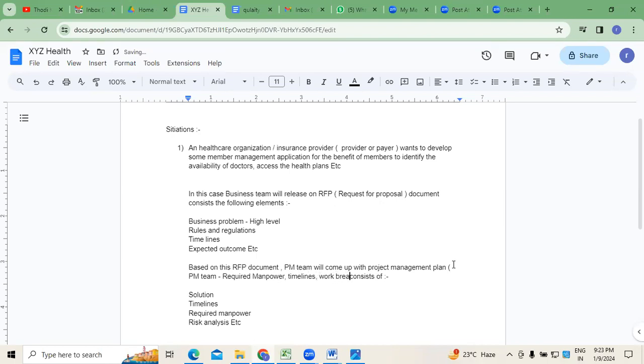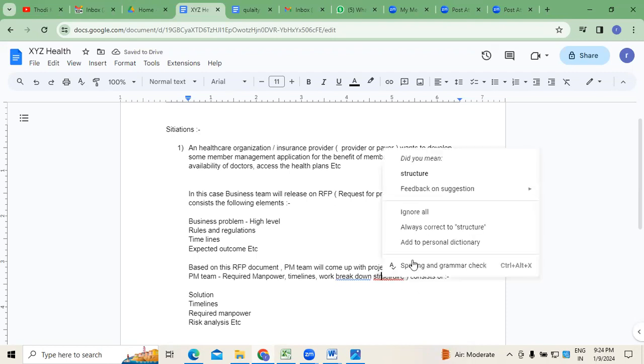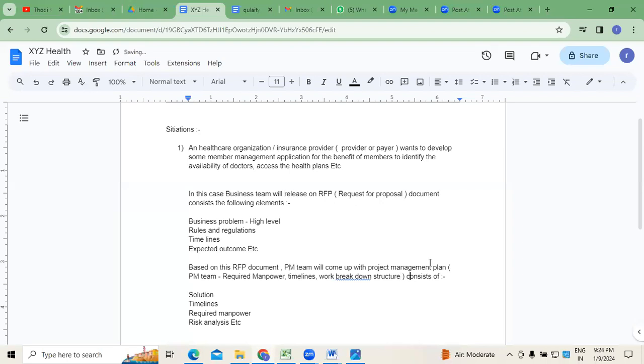Work breakdown structure, etc. Okay, right? Work breakdown. This is what generally a project management team does. Now, apart from the project management team, there will be another team which we call the architect team.